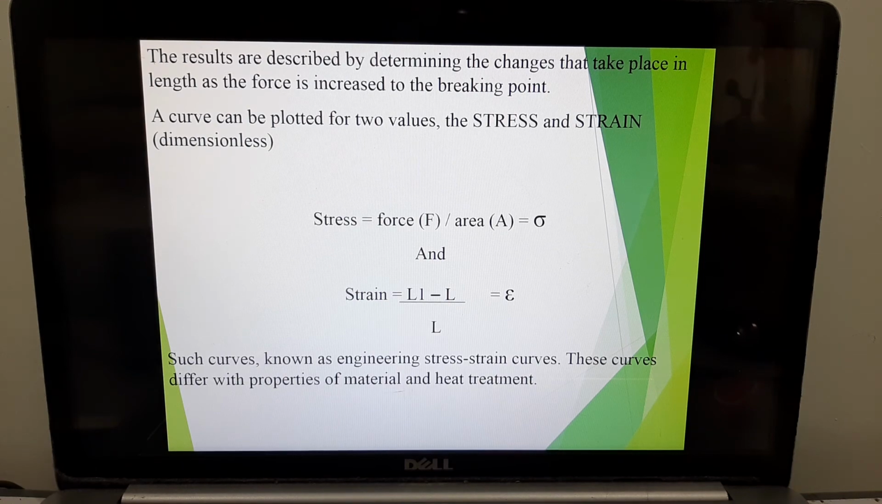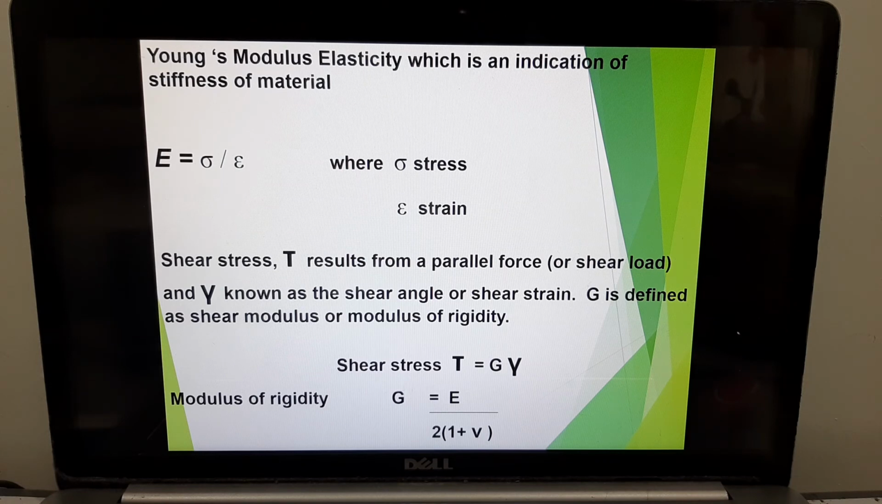How will your material behave before failure? You have two types of failure. You have the ductile failure and you have the brittle failure. What is a ductile failure and what is a brittle failure? Let's discuss this in a while. Okay, let's look at the other engineering properties.